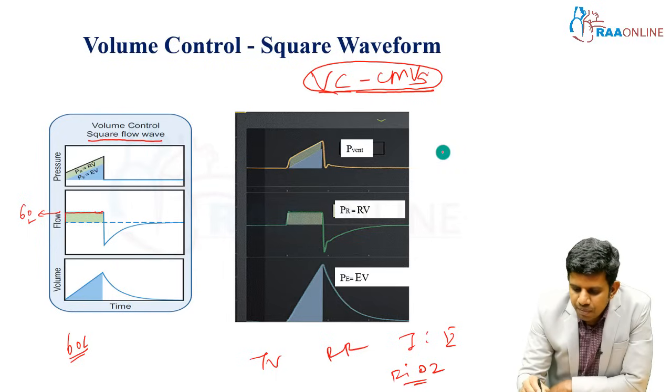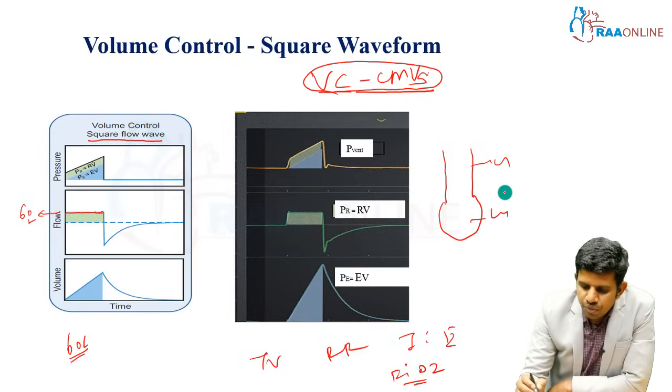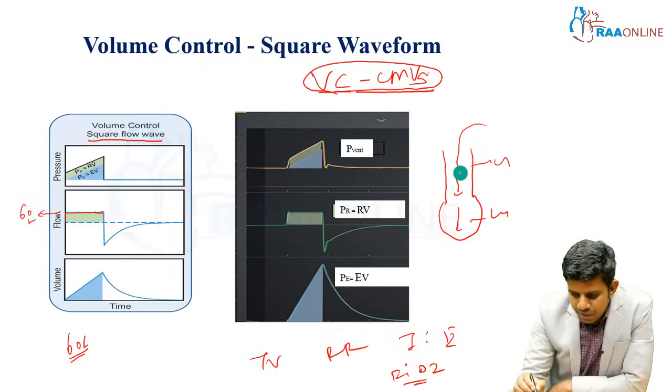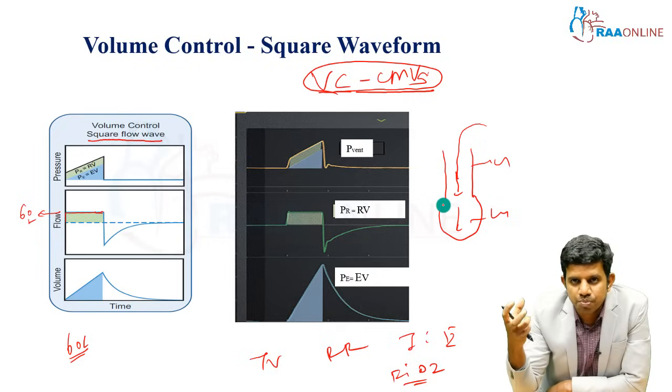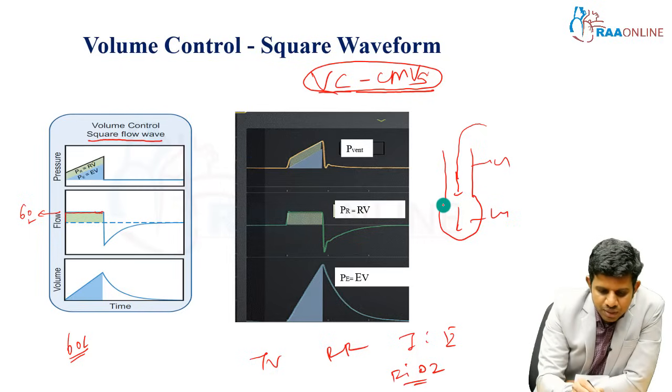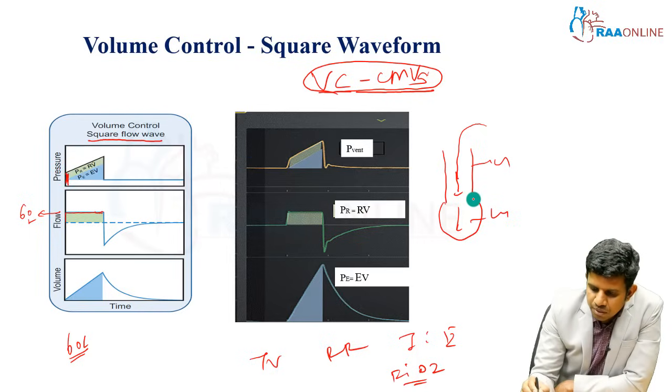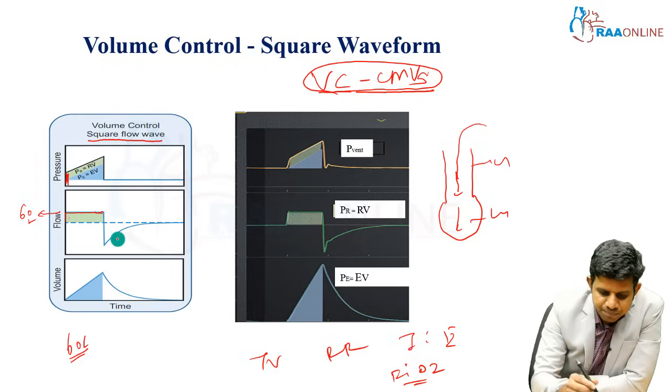For example, take the single compartment model: this is our airway, this is your lung. The flow goes through the airway, then reaches the lung. When going through the airway, the flow has to overcome some resistive pressure. The first pressure generated is predominantly contributed by resistance, because the lung is not yet filled at the initiation of ventilation, and the flow has reached 60 liters.